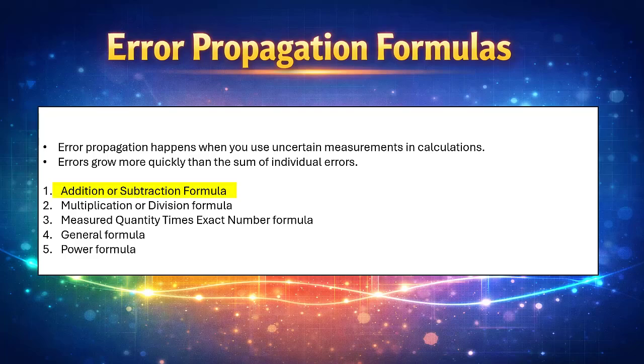For example, use the addition or subtraction formula if your values are added or subtracted, and the multiplication or division formula for when your quantities are multiplied or divided. The measured quantity times exact number formula should be used when multiplying by a constant with no uncertainty, for example, y equals 2x. If your formula contains multiple elements, for example, powers, additions, divisions, use the general formula. These formulas assume your errors are random and not correlated. For example, if you have systematic errors, you can't use them.